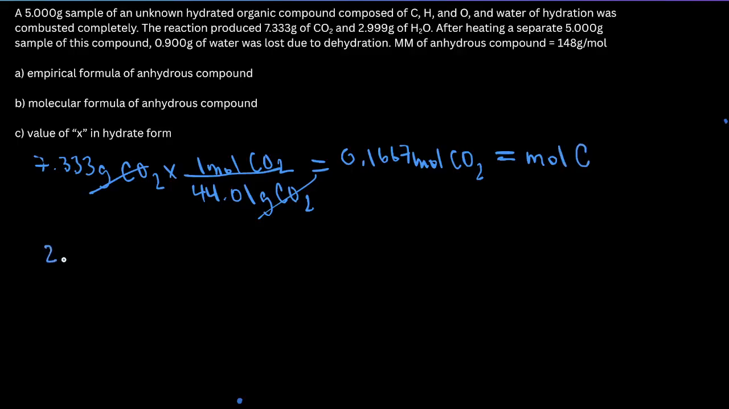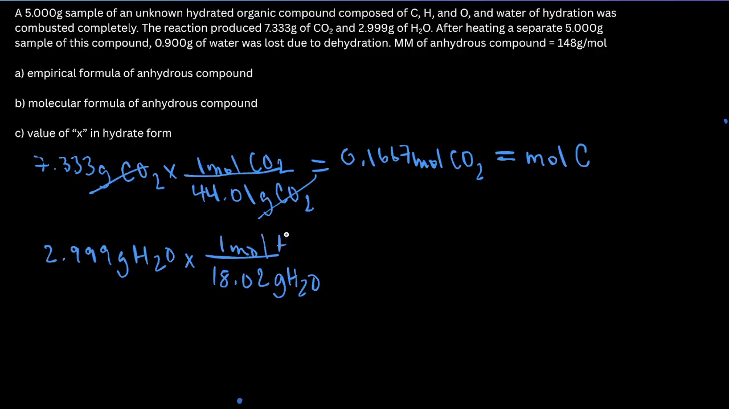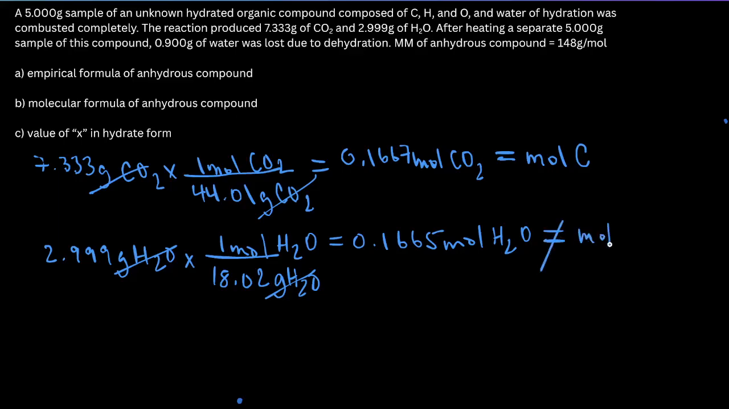Again, starting with 2.999 grams of H2O. And again, trust me, the molar mass is 18.02 grams per mole of H2O. Canceling out our grams gives us an answer, 0.1665 moles of H2O. But unlike the last step, this actually is not equal to our moles of hydrogen. And why is that? Well, just look at our chemical formula. For water, we see that for every mole of H2O, we have 2 moles of hydrogen.